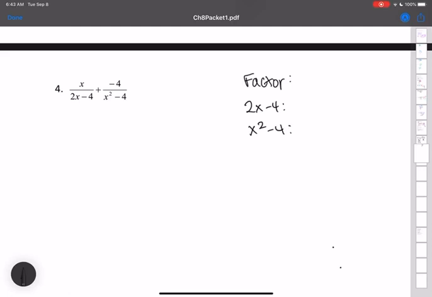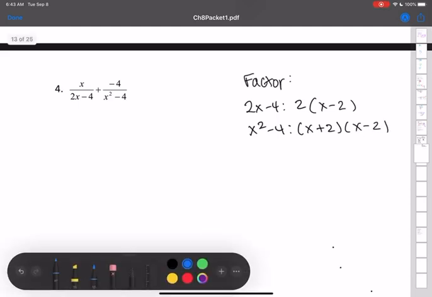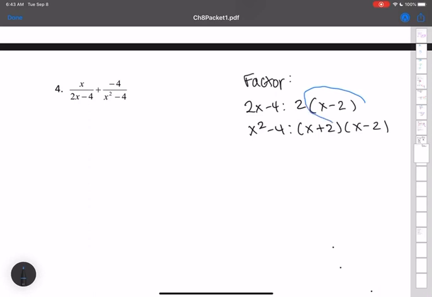So to factor the first one, we have 2x minus 4. We can pull out a 2, leaving us with x minus 2. The second one is the difference of squares. So x squared minus 4 is x plus 2 times x minus 2. Let's circle what they have in common. Their common factor is this x minus 2.